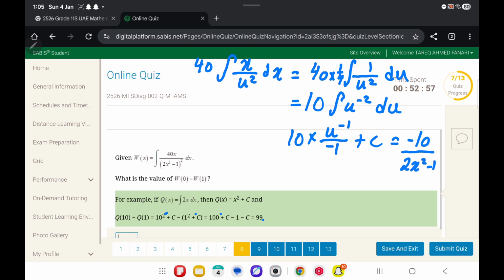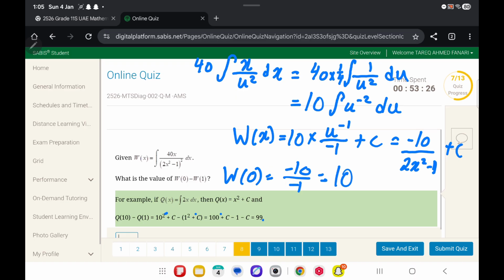Done. This is my integral. Okay. Now, this is not what they want, plus c, of course. This whole thing is w of x. They want w of 0 minus w of 1. So let's find w of 0. W of 0 is what? Negative 10 over 2 into 0 squared minus 1. So minus 1. This is just what?